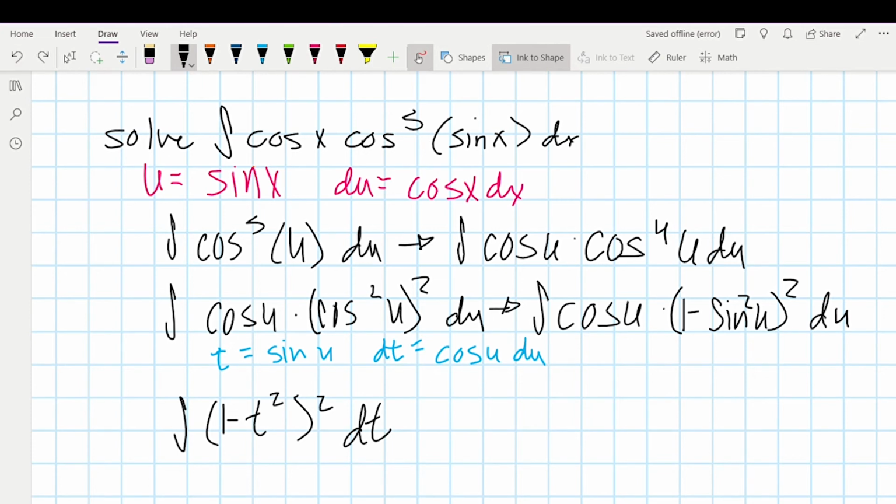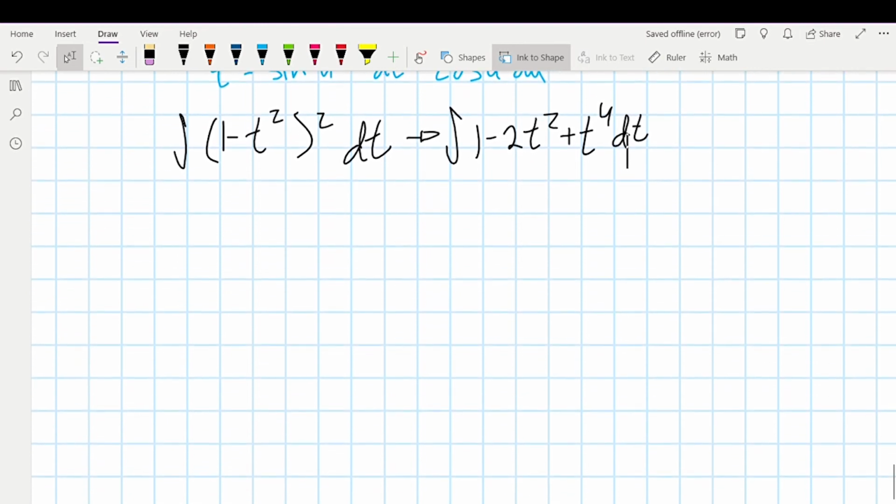Okay, so now we actually know how to integrate this. The first thing we're going to do is expand it by squaring it, by taking this and actually multiplying it out. And if we multiply it out, we will get 1 minus 2t squared plus t to the 4th dt. Okay, just to give us a little more room.